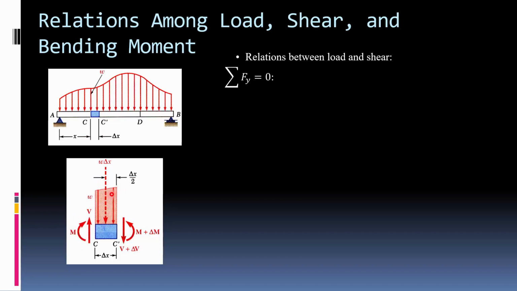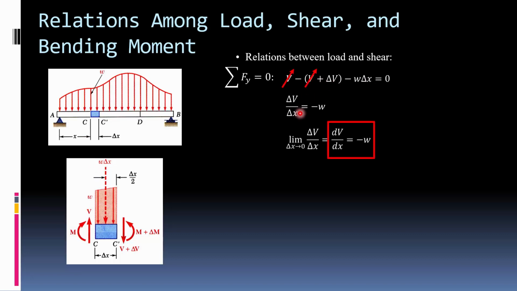If we take the sum of the forces in y, what are we going to get? We have this going up, this going down, this going down, so V minus this portion, minus this omega times delta x, is equal to 0. Obviously, those two are going to cancel, and you can solve for it: delta V over delta x is equal to minus w. When you take the limit as delta x goes to 0, it becomes a derivative, dV/dx is equal to minus w.